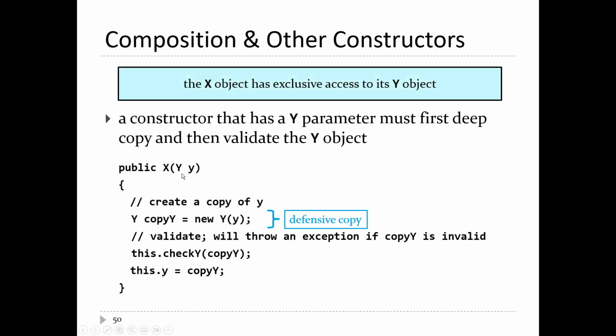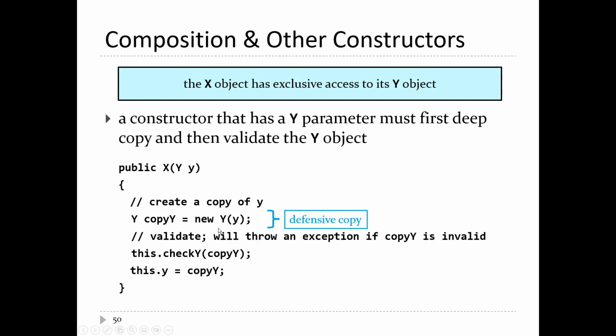If you have a constructor that takes in a Y object as one of its parameters, then the constructor is going to make a copy of that Y object. So the very first thing you do is copy the incoming Y object. Here we're using a copy constructor, so we're assuming Y has a copy constructor. That's not always the case. If Y doesn't have a copy constructor, then you have to find some other way of copying the object. So that first copy that we make is a defensive copy of the incoming Y object.